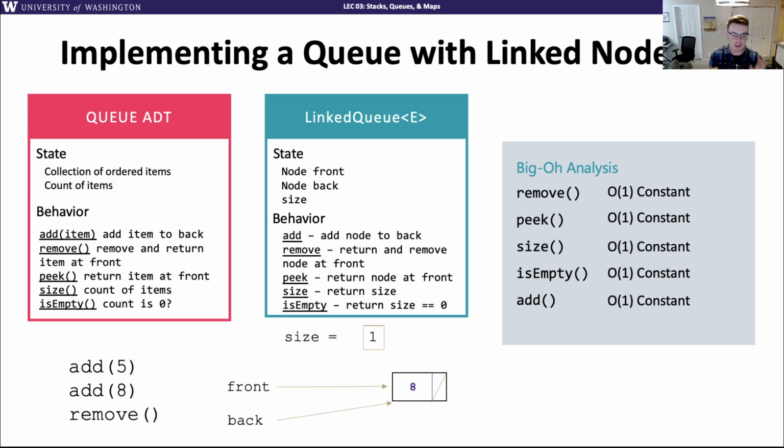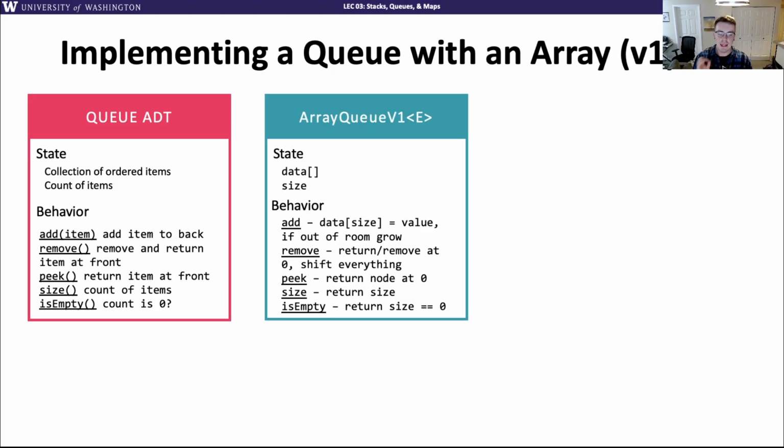So linked lists for queues are really good implementations because all of the operations are constant time. Again, assuming you have this back pointer. So this is great. Well, let's compare this to an implementation using an array. Let's think about implementing a queue with an array and see how that will go.